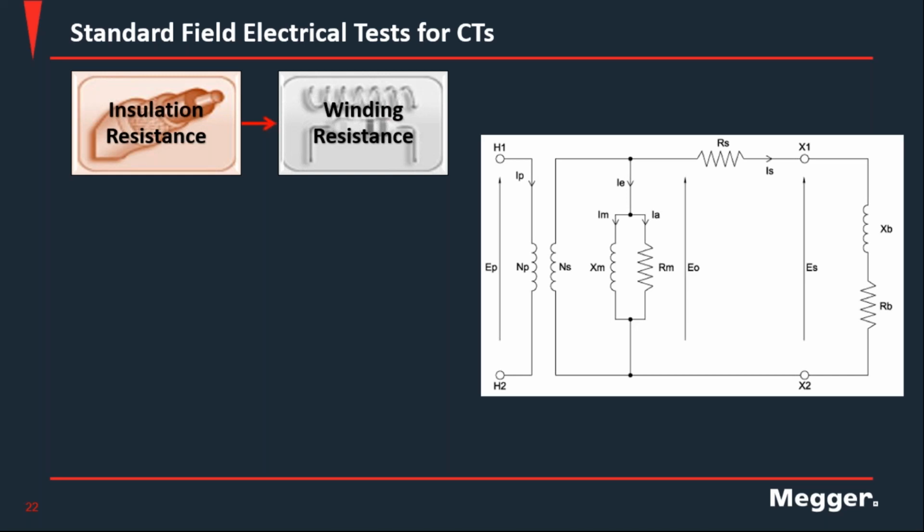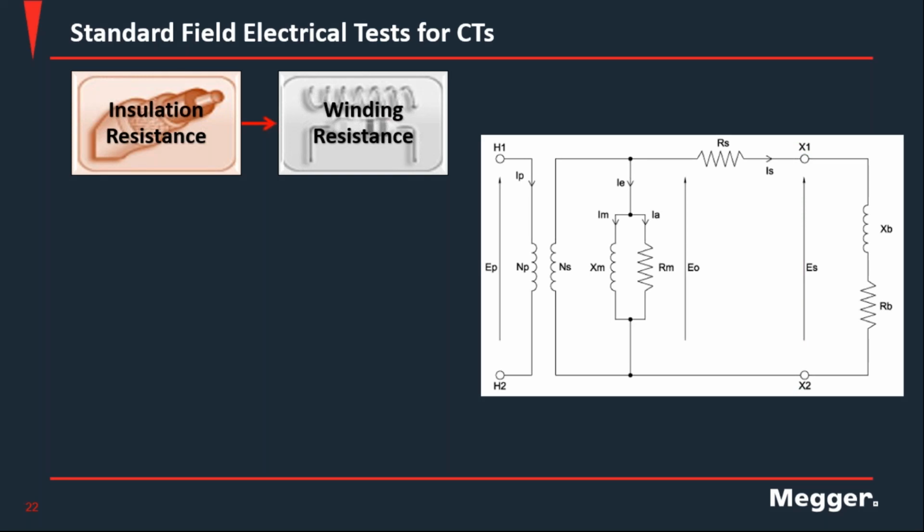Then comes winding resistance. So we're talking about determining this parameter here, the DC resistance of the secondary side of the transformer. And of course, this is very important for the performance. If this resistance increases from the original value, then you're going to have a voltage drop at these terminals. Whatever induced voltage is not going to be reflected as the output voltage or current or whatever signal you're trying to get from this instrument transformer. So it's very important to get this value.